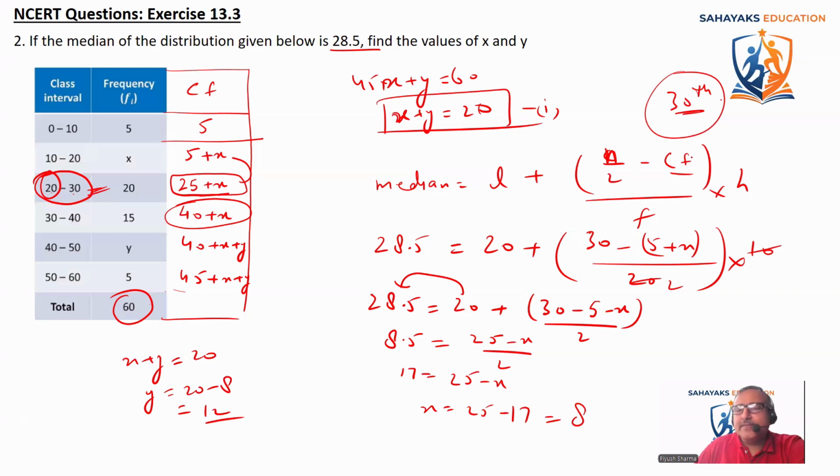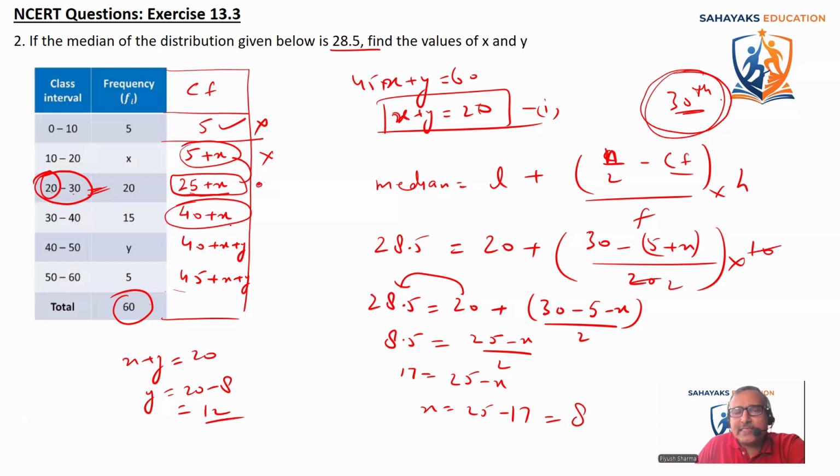Now please understand, we checked that the 30th value is in the median class. Now how do we identify which class will be the median class? See, this one is not, because the 30th value will not come here. In the second one, it is 5 plus x. The maximum value of x can be 20, so it can go up to 25. So this is not it. Now this value is 25 plus x. So this can be, okay, I'll just keep it for the time being.